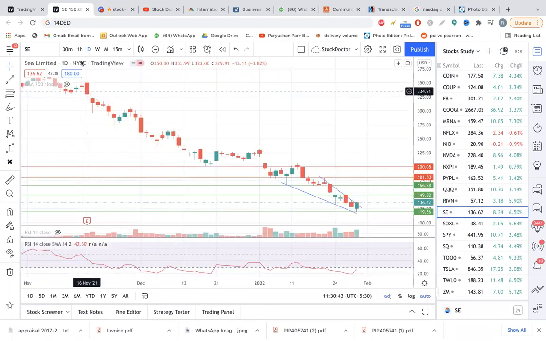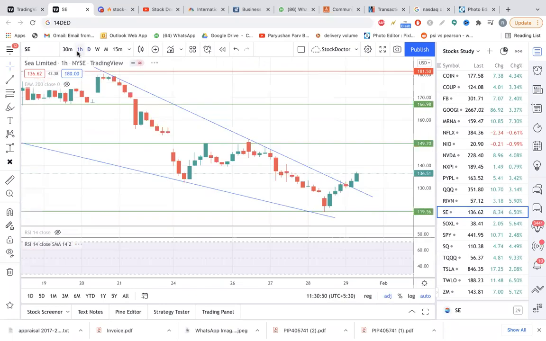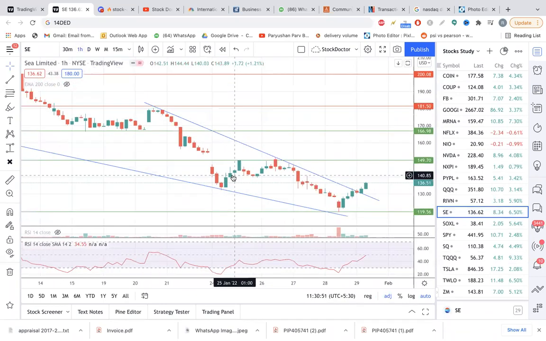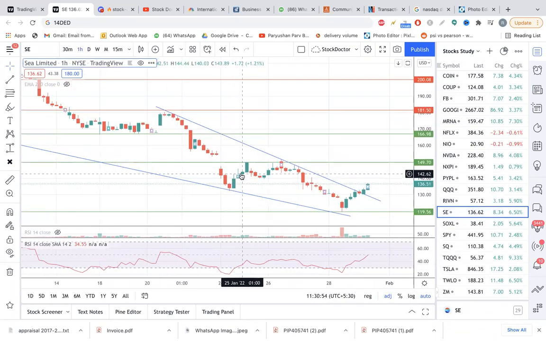Okay, Sea Limited. Personally, on Friday I feel that this stock can give a good upside from here. I'm looking for an upside of almost 144 and 150 levels, on a very short time frame. Within this intra week, it can show 142 and 150, and if it sustains above that, then it can go back toward 160 and 166 also.